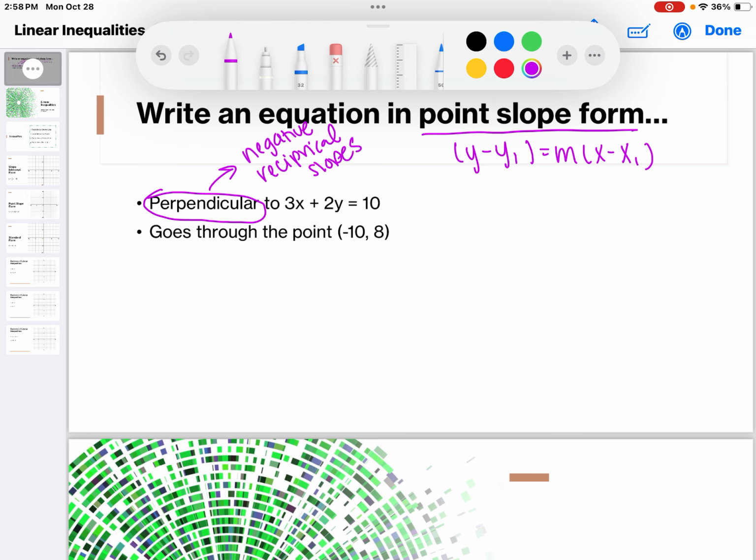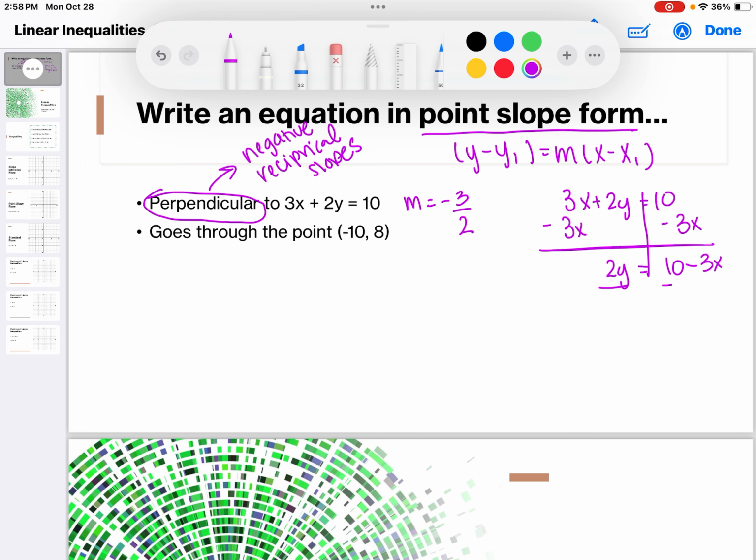3x plus 2y equals 10. Well, what's the slope of this line? If you said negative 3 over 2, you are correct. If you cannot look at it and know that, then you need to take this equation, which you're going to do anyways in the future here in a moment, and change it to y equals mx plus b until you are comfortable understanding how to get it by just looking at the equation.